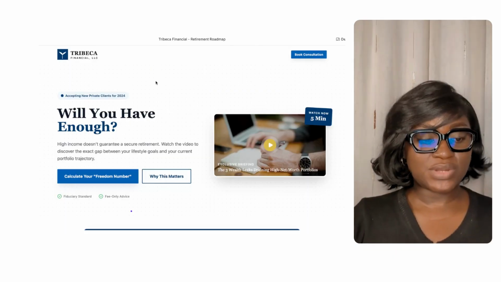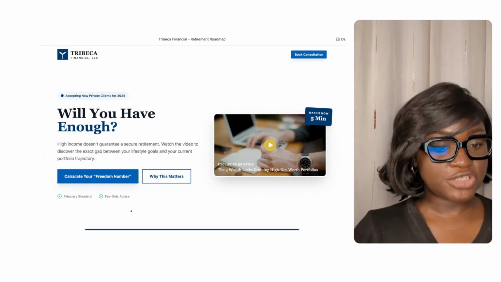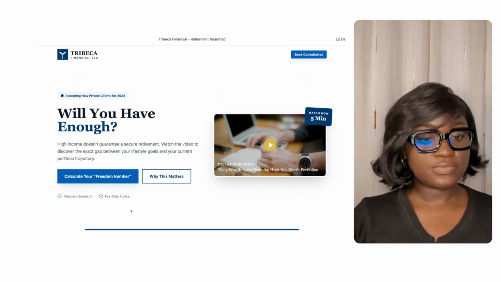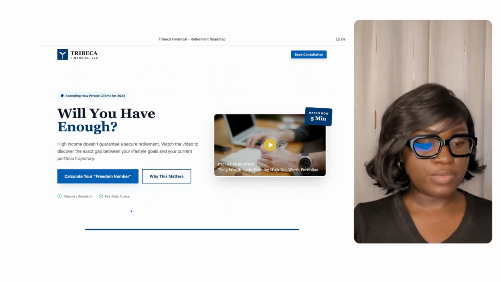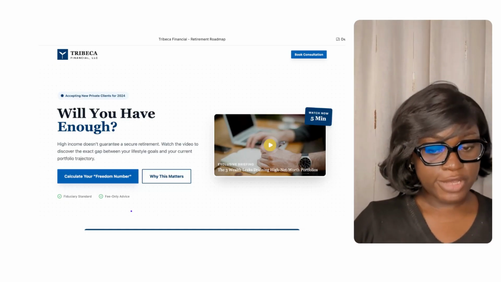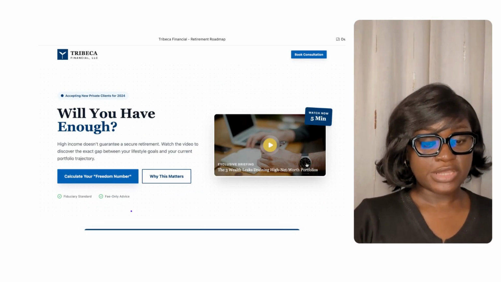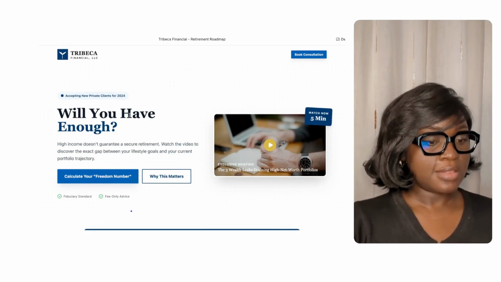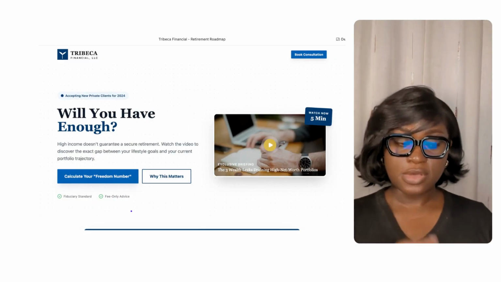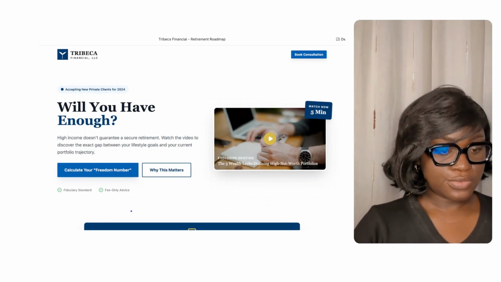The next lead magnet we're looking at is for a financial advisor who is creating a retirement roadmap for high income earners. So this is the landing page. You can see we have a VSL, and then we paired it with our calculator.